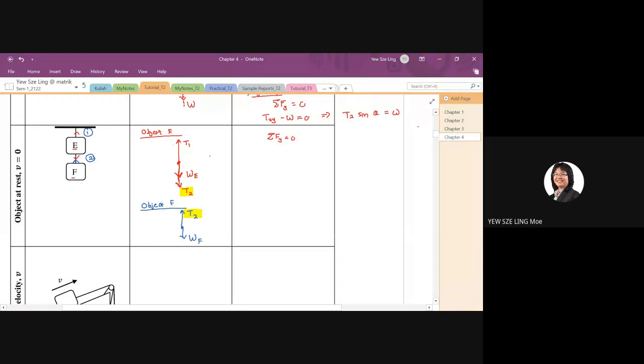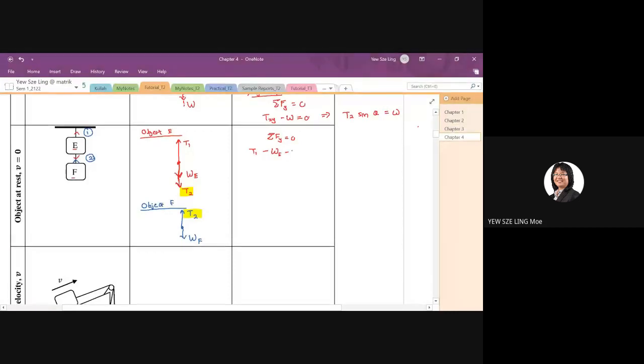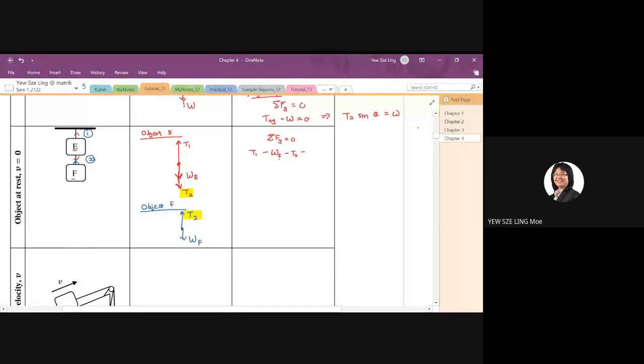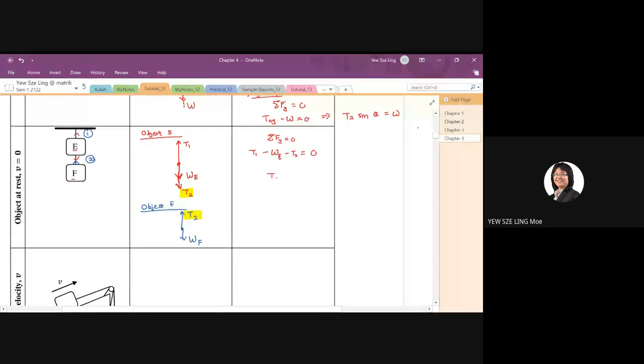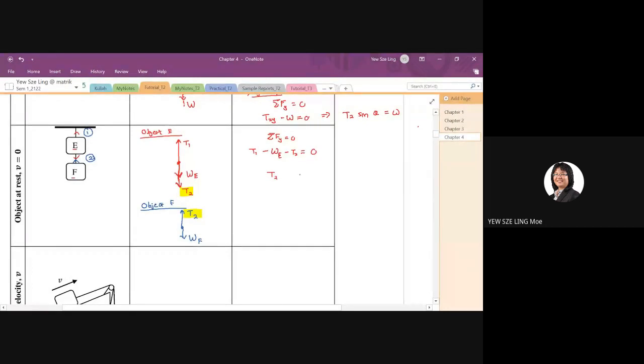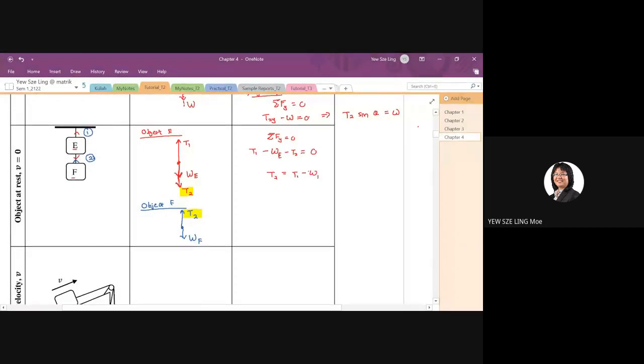So how am I going to form equations? Now I have a T1 going upwards, so minus WE and then minus T2, which is then equal to 0. All right, so let me rearrange the equations a bit. If you need to join these two diagrams together, then you let T2 sit on the left-hand side. So T2 is equal to T1 minus WE. So let's leave it first.